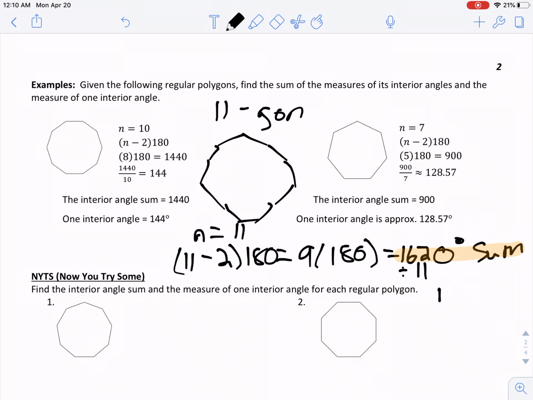Sorry guys, I cleared off my calculator. Should be 147.27 degrees. I'm just going to round it like that. All right, that would be one angle. Once again, that is assuming that it's regular and all the sides are all the angles are the same.